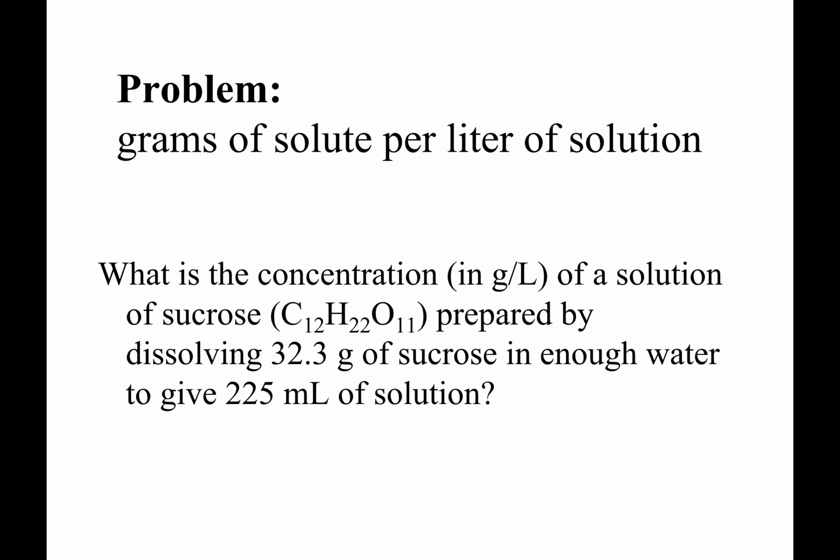I'll just add to this beaker I've got here. It says, what is the concentration in grams per milliliter of a solution that's made by dissolving 32.3 grams of sucrose in enough water to give a final solution volume of 225 milliliters? So I would do 32.3 grams of solute. It happens to be C12H22O11. And the total solution volume is 225 milliliters.